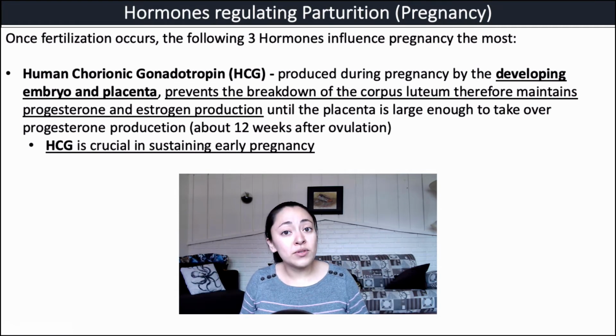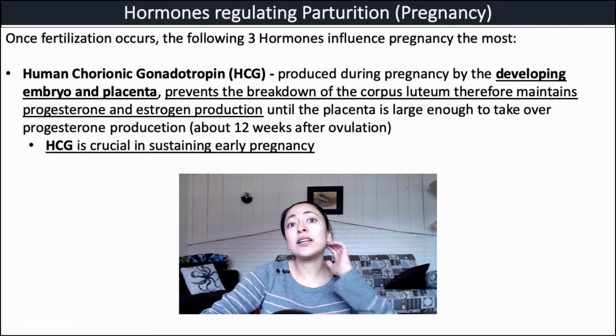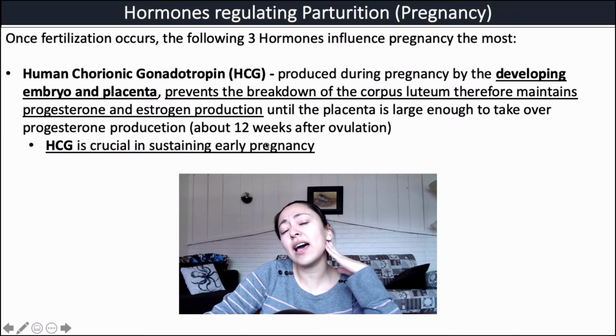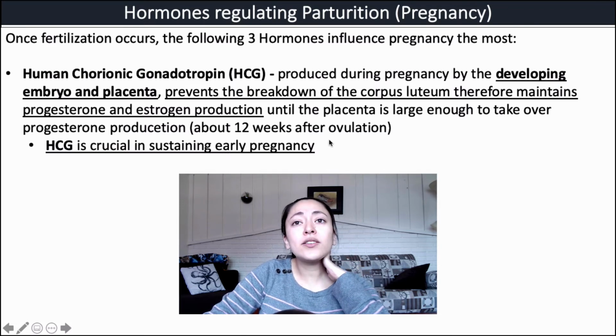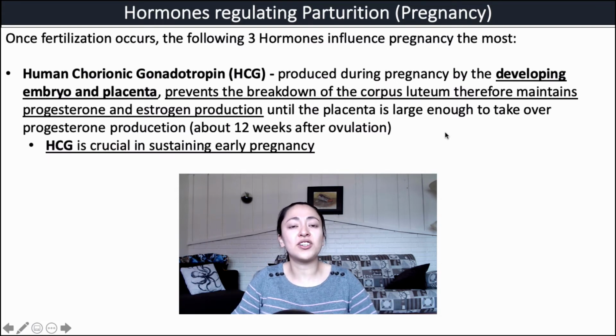How long does the corpus luteum stick around? Well, it's going to stick around till about 12 weeks after ovulation. So it sticks around until the placenta is large enough to take over progesterone production itself.